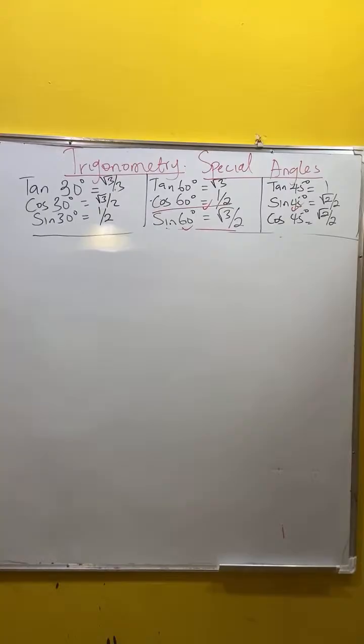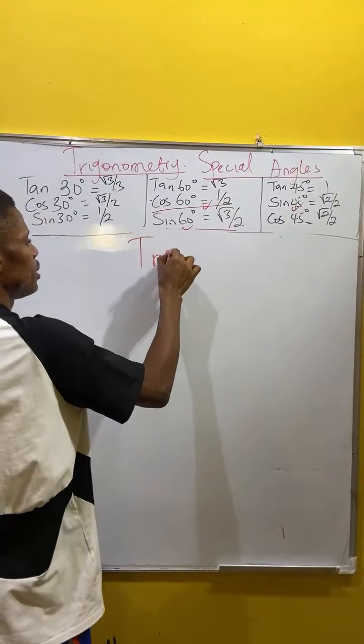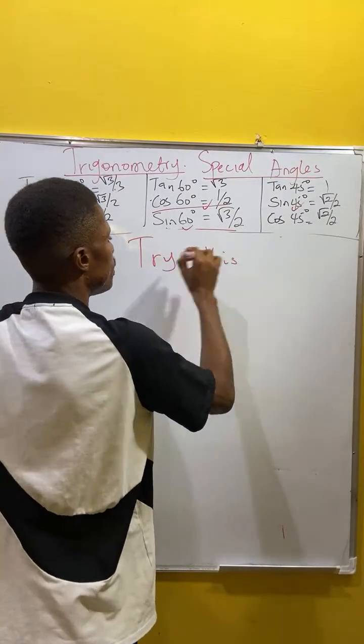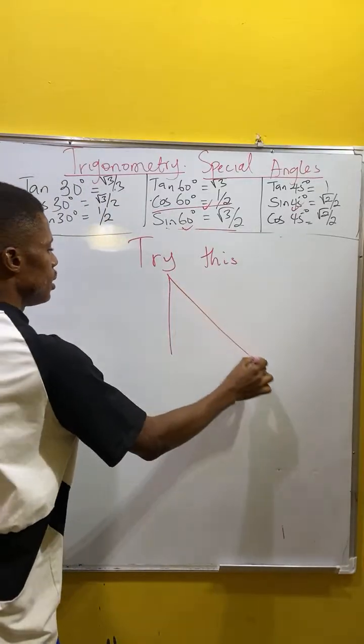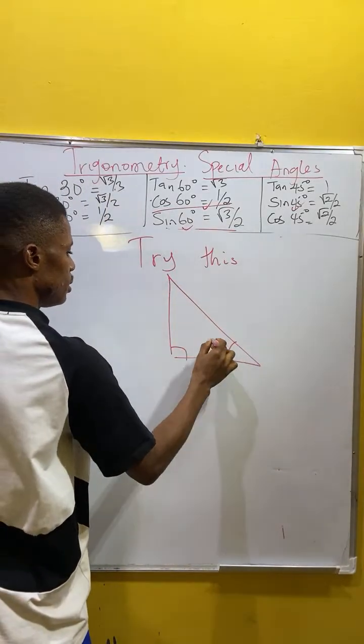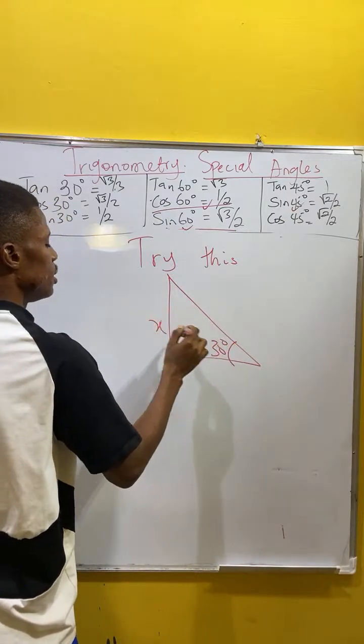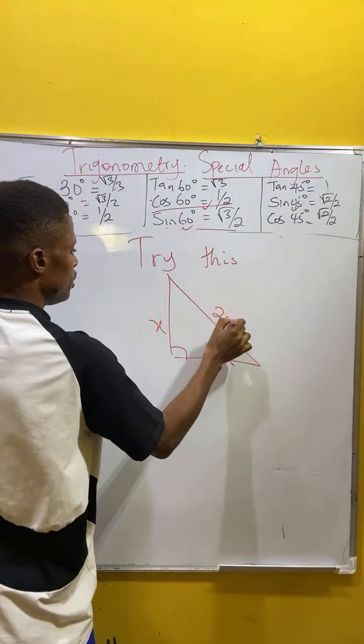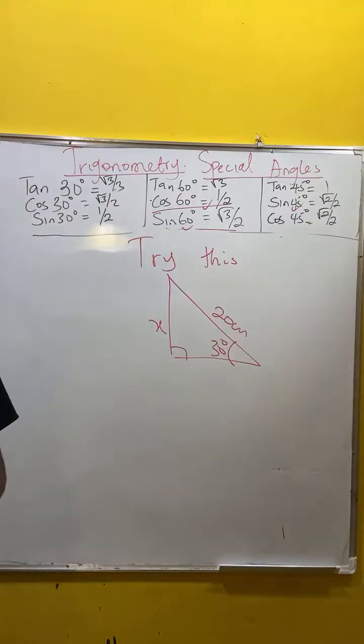Another class work for us. I want us to try this. Here is 30 degrees. Here is x. And here is 20 cm. Fastest finger. Can you get it? Do you know how to do this? Let's know who gets it. Let's know the fastest. What's the answer to the question on the board?